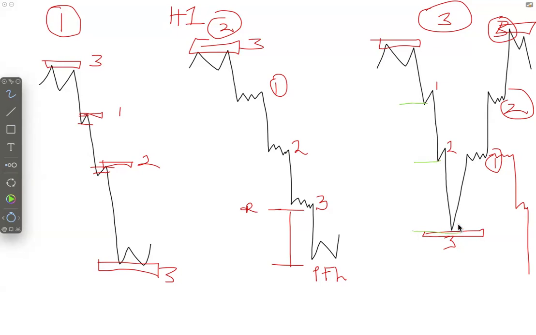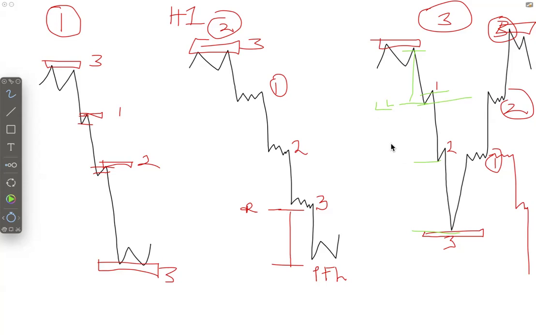Remember, there are so many ways for us to count levels. We can count levels by consolidations. We can count levels by ADR moves. We can count levels by lows and highs. You can count levels by moving averages. There are so many ways to count levels.